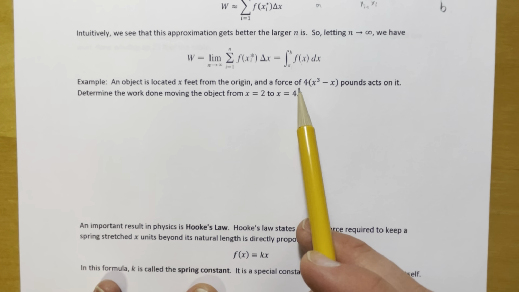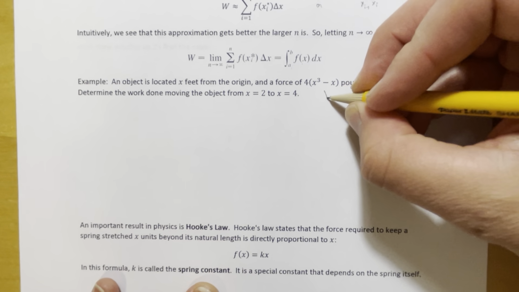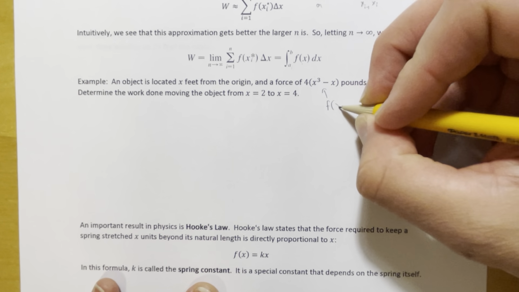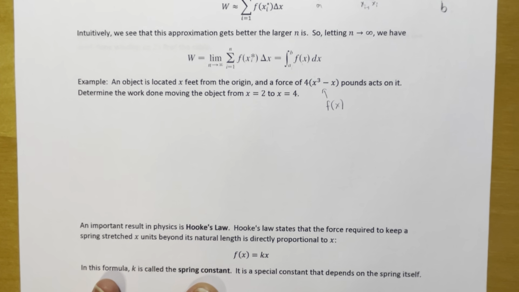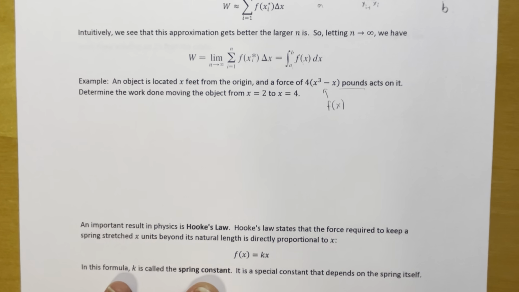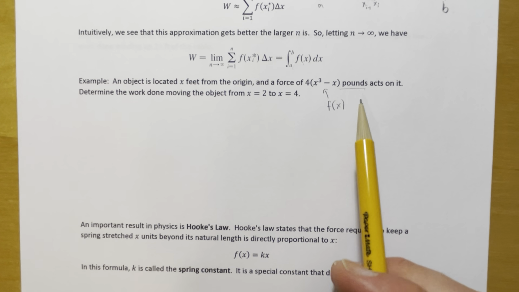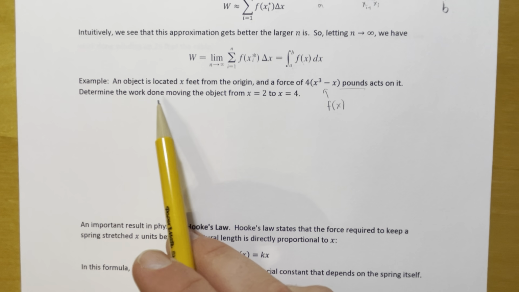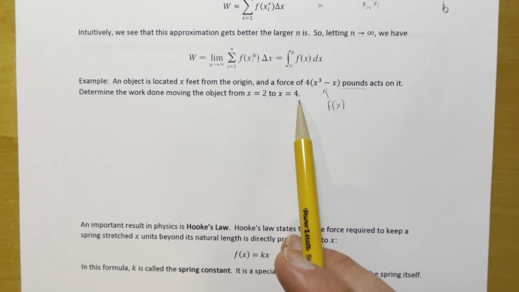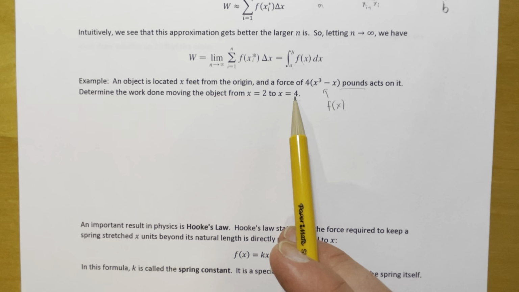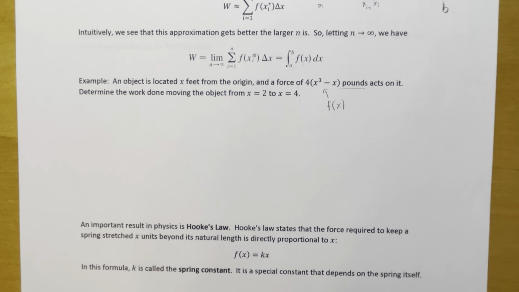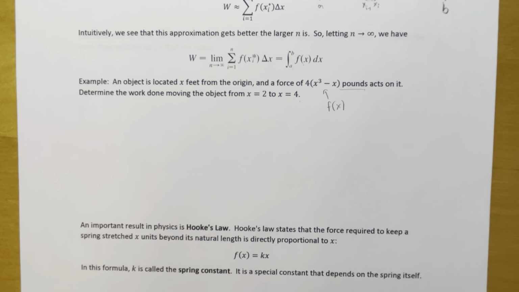Okay, so we're given our force right here. This is our f of x. And notice that we're in imperial units because it mentions pounds right there. So that's going to tell us the units that we're going to use once we have an answer to measure our units of work. To determine the work done moving from x equals 2 to x equals 4, this is like the a and the b in the derivation that we came up with in the previous video.